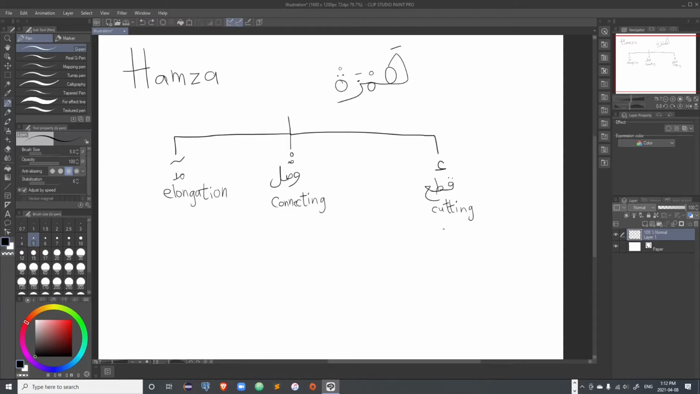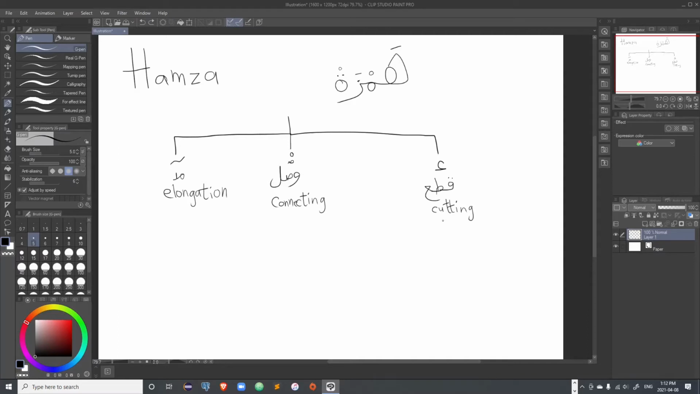Now, to end this lesson, we will take the different variations of the cutting hamza, and then after that, we will end the lecture, and the next lecture, I believe, will be the articles. Yeah, we're almost done with the tutorial.